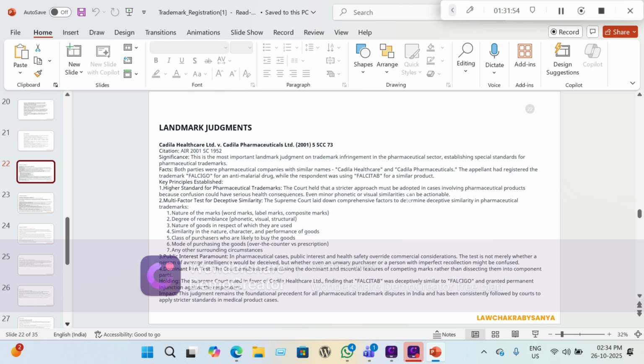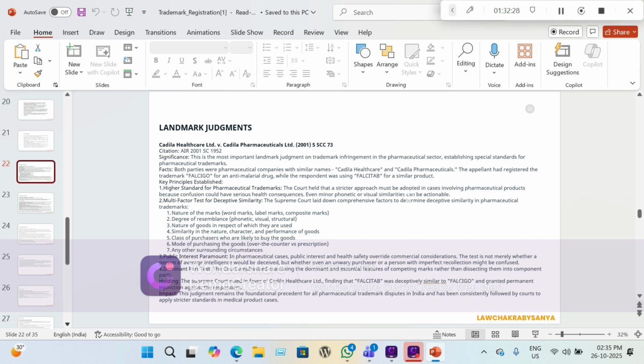We have a landmark judgment called Cadila Healthcare versus Cadila Pharmaceuticals. In this, what the Supreme Court laid down was that you have to be more careful when it comes to pharmaceuticals. You cannot deceive or have any likelihood of confusion in the minds of the general public when it comes to pharmaceuticals. There has to be an extra layer of protection when it comes to trademarks that pertain to pharmaceuticals. So this is a 2001 judgment.